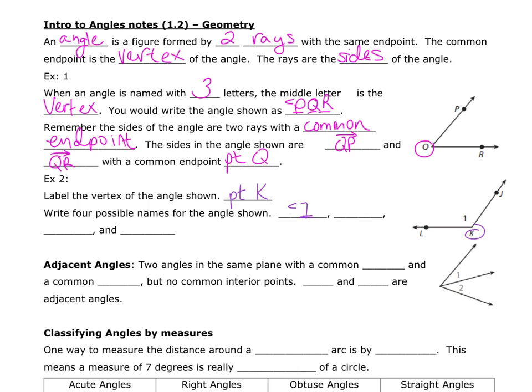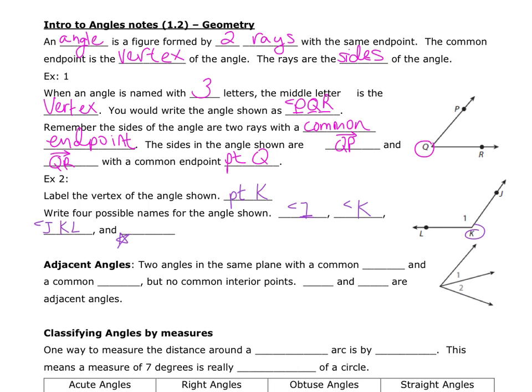Another way you could name that is just by angle K. So because the vertex is only one letter and there's not any confusion of what angle it could possibly be, we could also label that as angle K. Then if I wanted to use 3 different letters, I would need to use K in the middle because that is the vertex. And if I write JKL, that is another way I could write it.